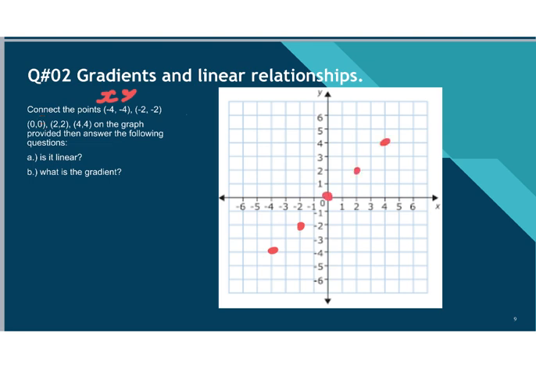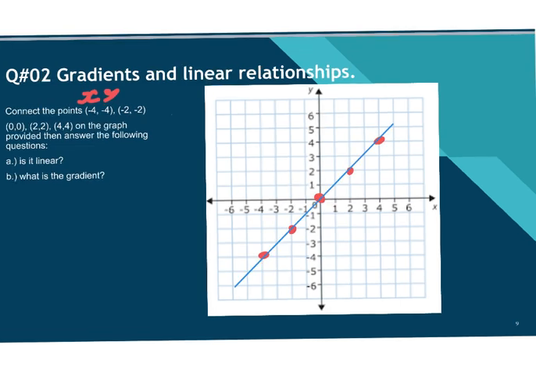Now we have to connect them. Now that the points are connected, we can answer question A. Is it linear? We know that this question is linear as it forms a straight line. Question B asks us what is the gradient. We know that this is a positive gradient as it is sloping to the right.